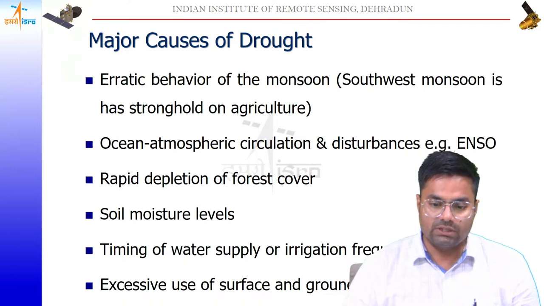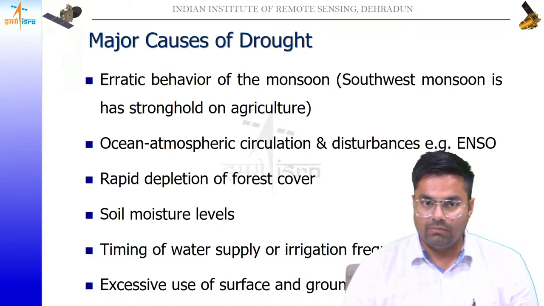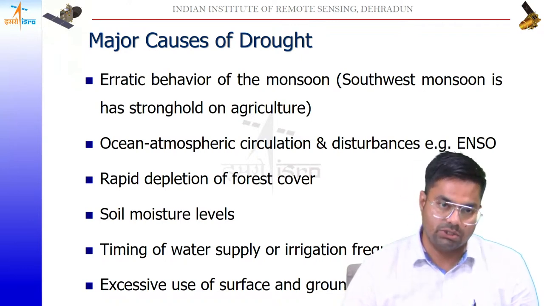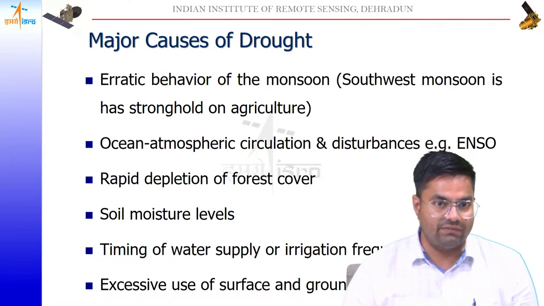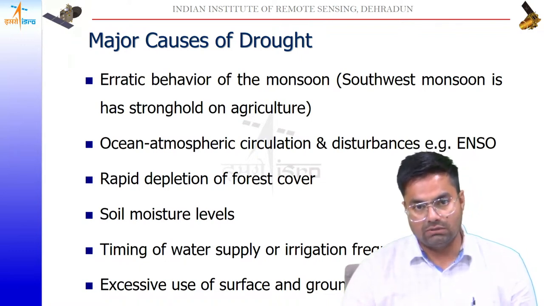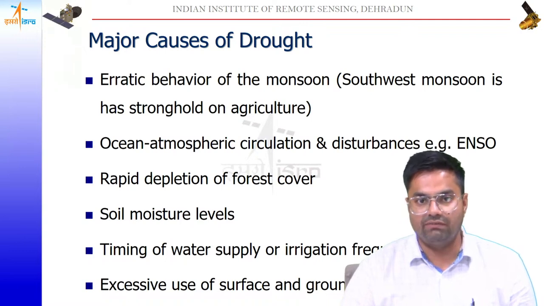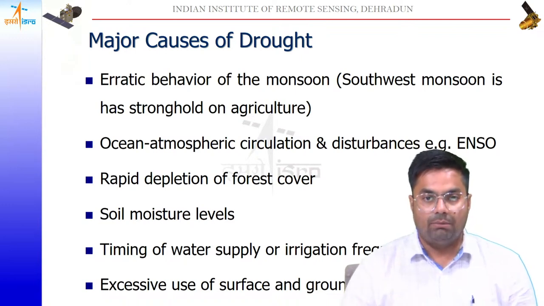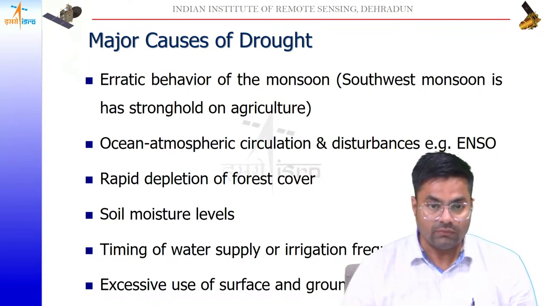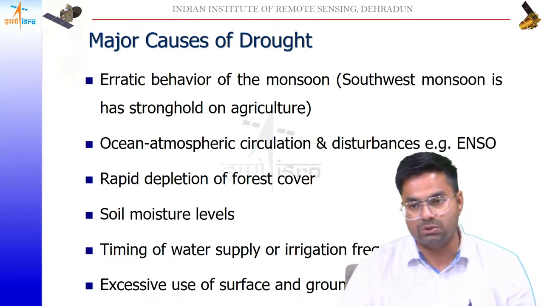And ocean-atmospheric circulation and disturbance also matter. If we talk specifically about ENSO, as mentioned in the slide, the El Nino Southern Oscillation Index is the integration of the global pressure difference between the Pacific region and the Indian Ocean region. Because of the global wind circulation and the pressure difference, El Nino conditions may happen.